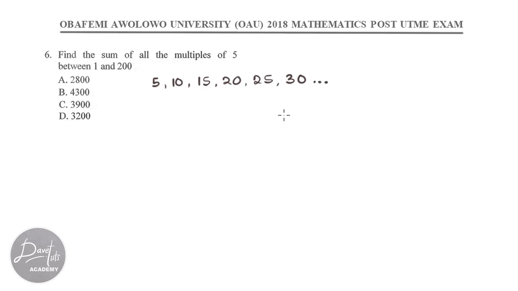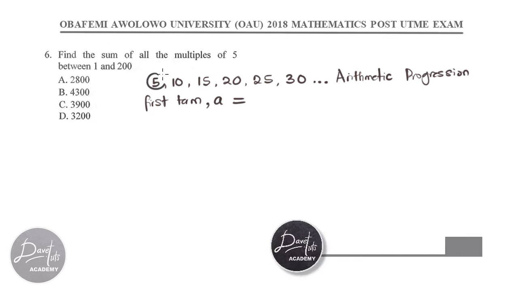5 times 1 is 5. 5 times 2 is 10. 5 times 3 is 15. So now, if we are very observant, this is actually resulting in an arithmetic progression in which we have our first term and we have a common difference. So since we are saying multiples of 5, the first term A, as you can see, is actually 5. So the first term A is 5.